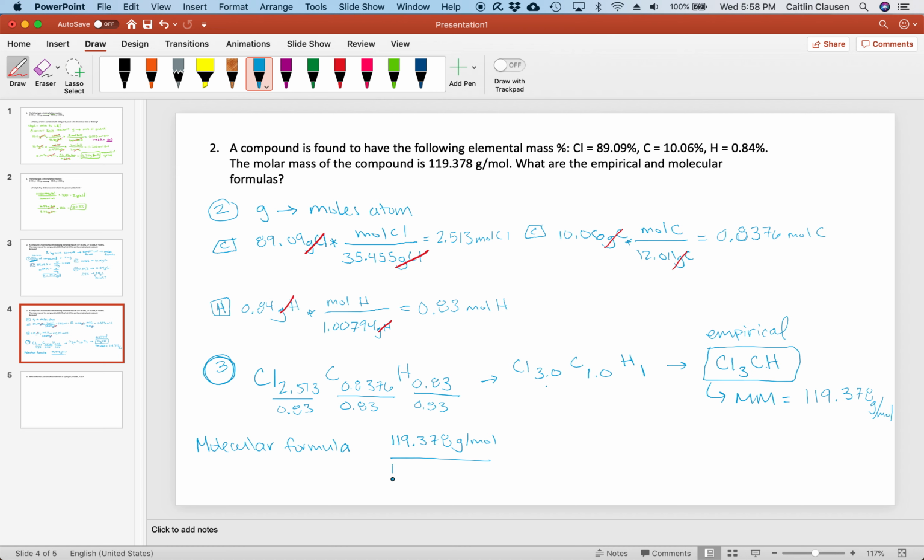So that goes down here. This won't always be the case. You might find that your molar mass is larger of your molecular formula compared to your empirical formula. It can only ever be larger. That'll give me 1. Let me write this in a different color.